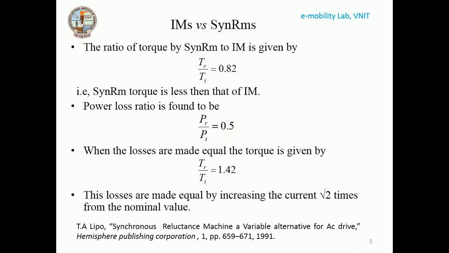So for the purpose of comparison, when we are comparing two motors, we should have equal losses. When the losses are made equal, you can see clearly that synchronous reluctance motor is providing 1.42 times, meaning about 1.5 times, more torque than induction motor. The losses are made equal generally by scaling by √2 times from the nominal value. Of course, if you need a detailed calculation, you can go through this paper.